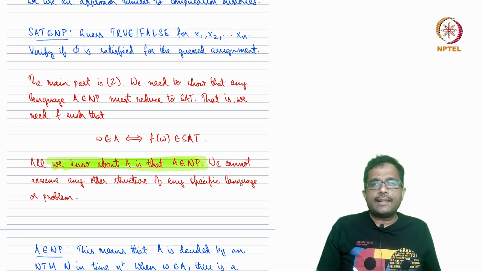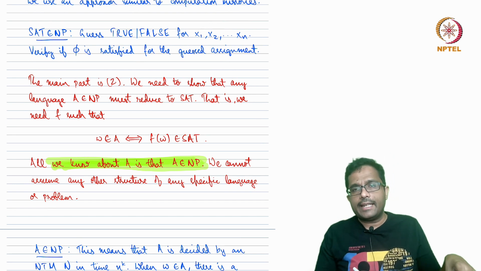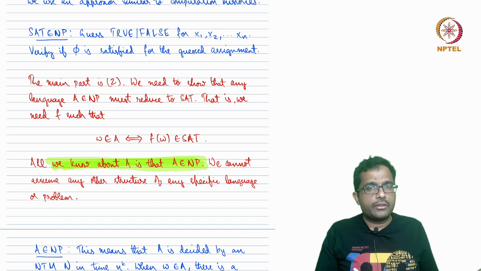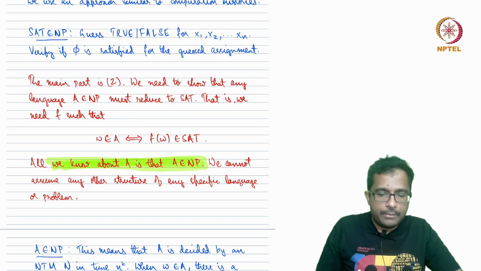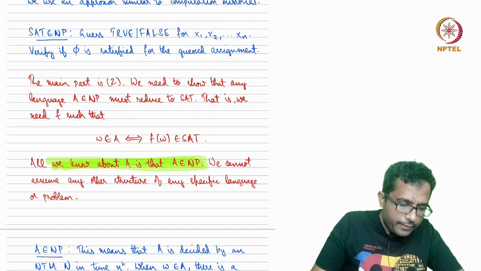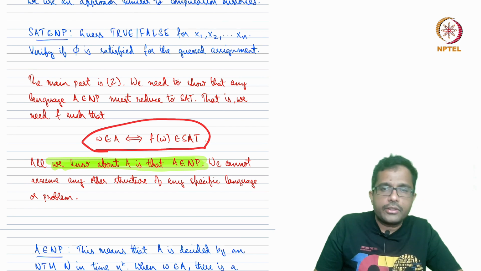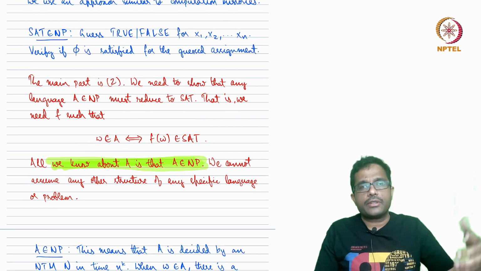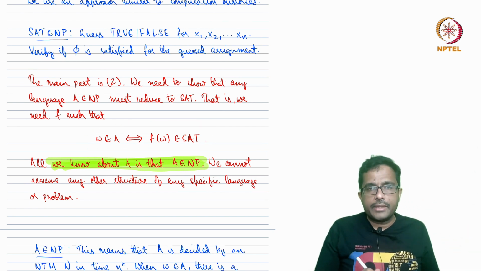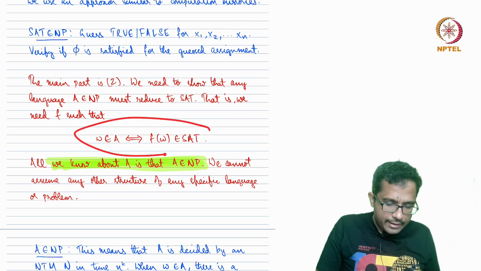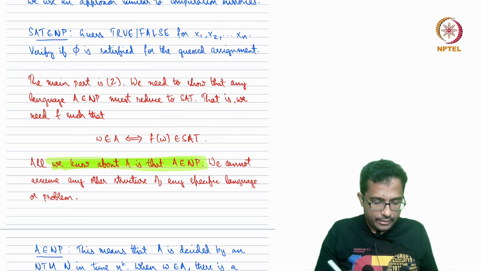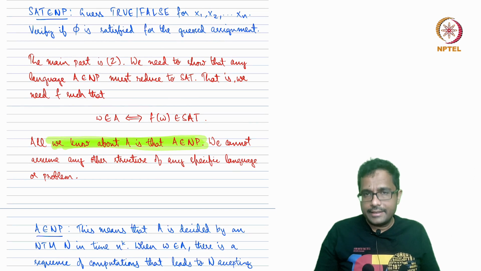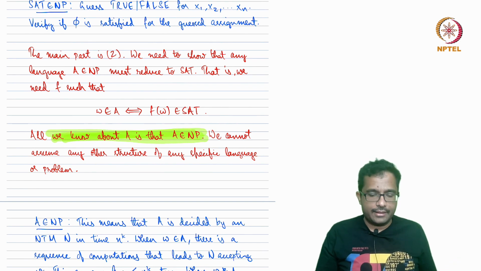Now, this is the challenge here. We have to build a reduction from this language A, about which we do not know much, such that if a string w is in A, the reduced instance f of w should be in SAT, and if the string is not in A, f of w should not be in SAT. So we have to somehow build a Boolean formula from w so as to get this relation. That is the challenge, and that's why this is an important result.